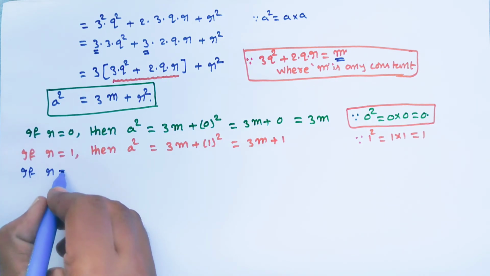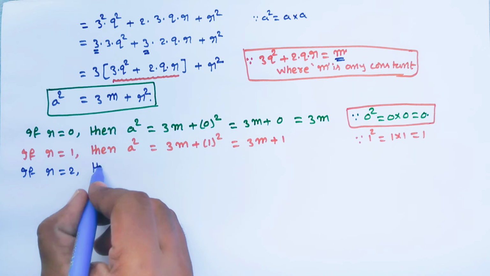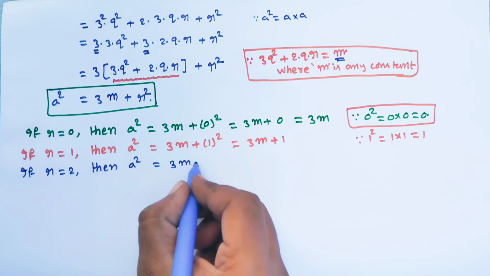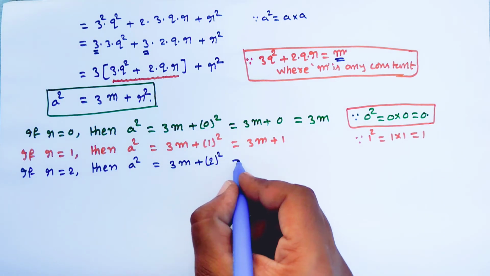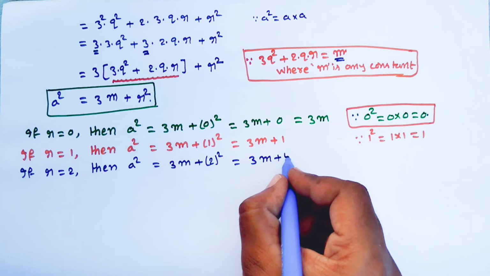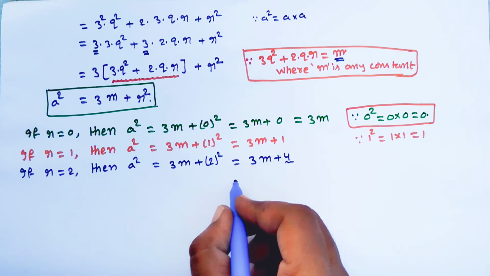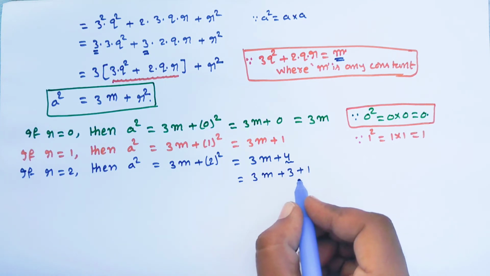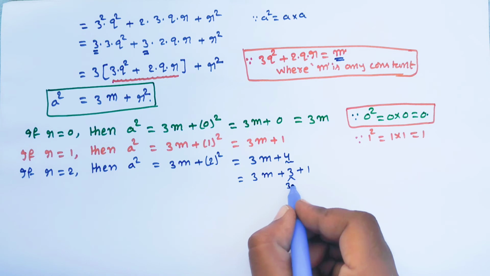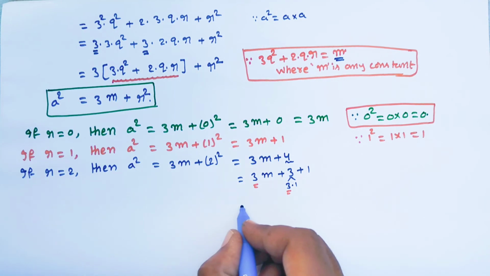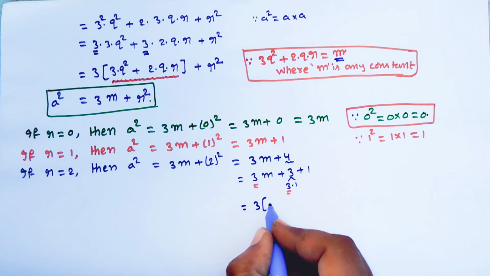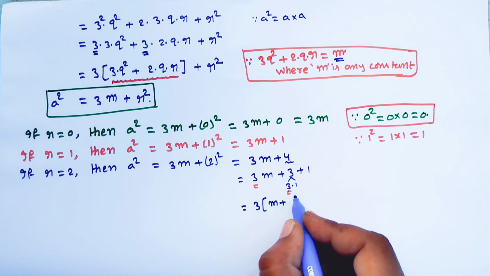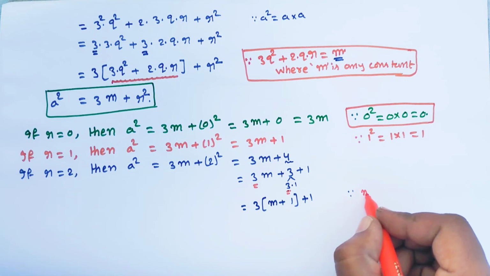If r equals 2, then a square equals 3m plus r square, which is 2 square, that equals 3m plus 4. Next step, the value 4 we treat as 3 plus 1. Again, 3 can be treated as 3 into 1. The two terms contain 3 as common. Taking 3 outside, the first term leaves m, and the second term leaves 1, so plus 1.